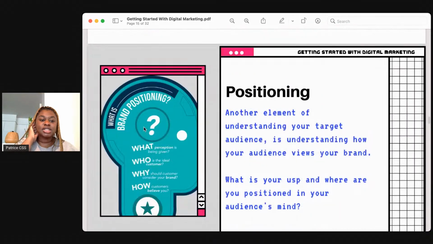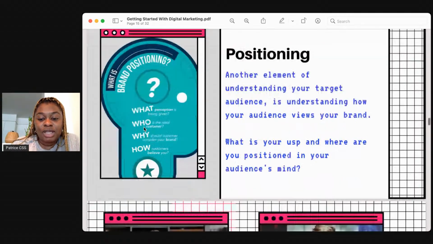Okay. Positioning. We're still in audience and content. Positioning. So we've just talked about who your audience are. Who are they? We talked about that. Now we're going to talk about how your audience see you, right? This is more about them. Now we need to understand how they see you and your business. We want to understand how they view your brand. What is your USP and where are you positioned in their mind?